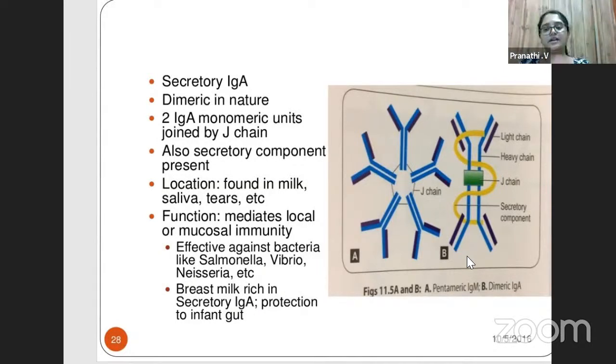This is going to be effective against different kinds of bacteria, such as Vibrio cholerae, Neisseria gonorrhoeae or Salmonella. They cause different kinds of diseases, such as gonorrhea, cholera or typhoid. So it is slightly effective against them. And at the same time, it is present in breast milk. Secretory IgA is one of the richest sources present, and this helps in giving the infant gut protection against the different kinds of pathogens that might occur.